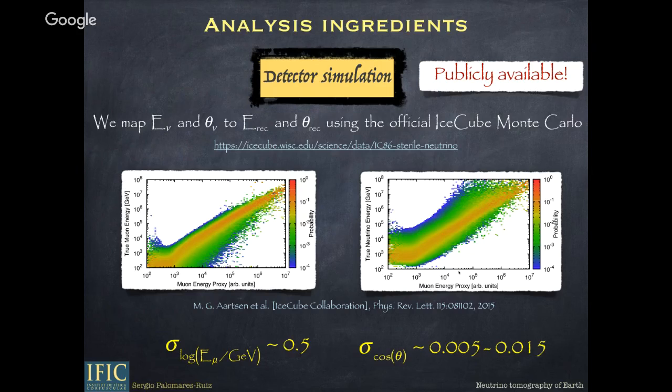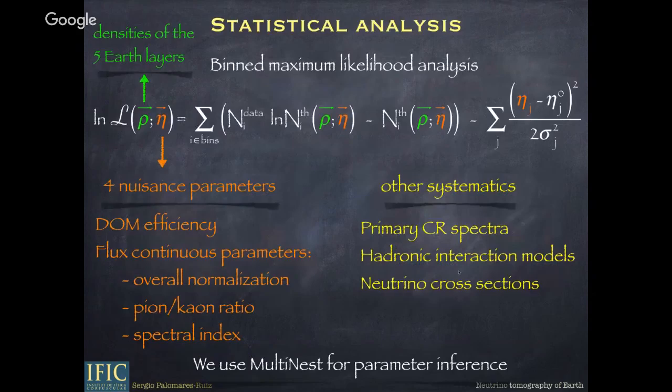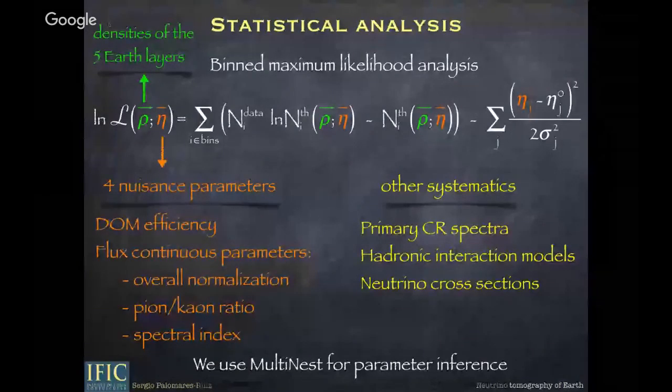Okay, so once we have all these ingredients, we do a binned maximum likelihood analysis, and our idea is to determine the densities of these 5 layers of the Earth, as we have for our model of the Earth.